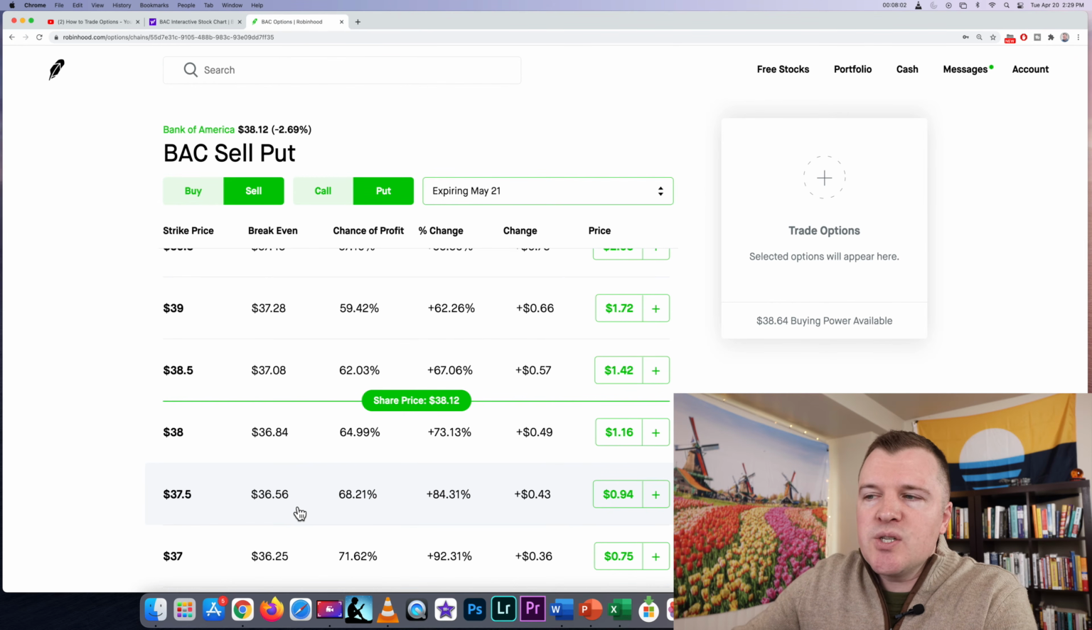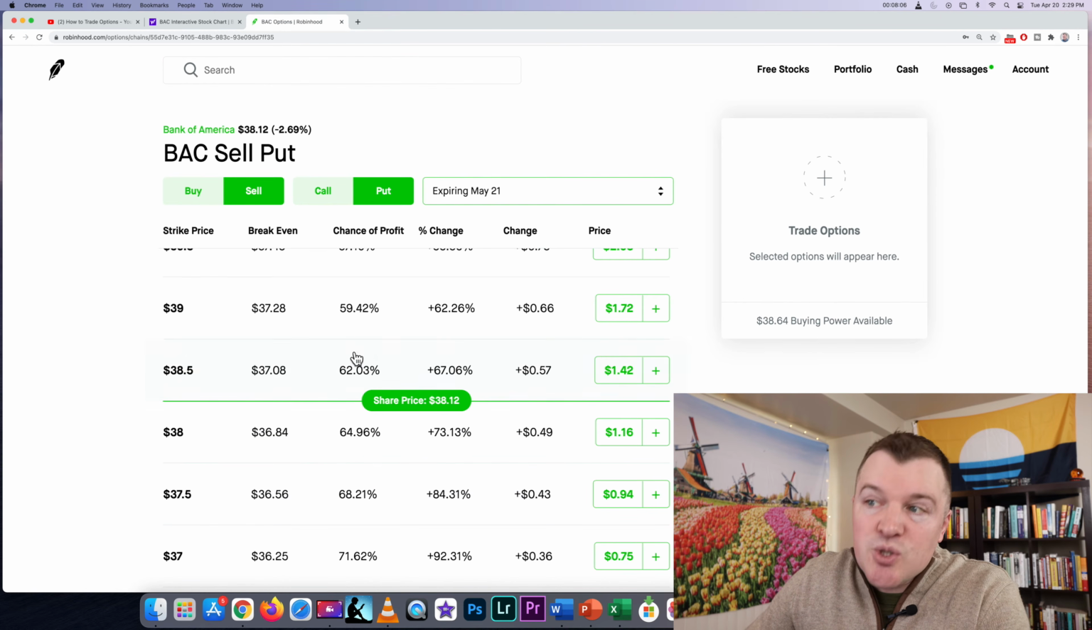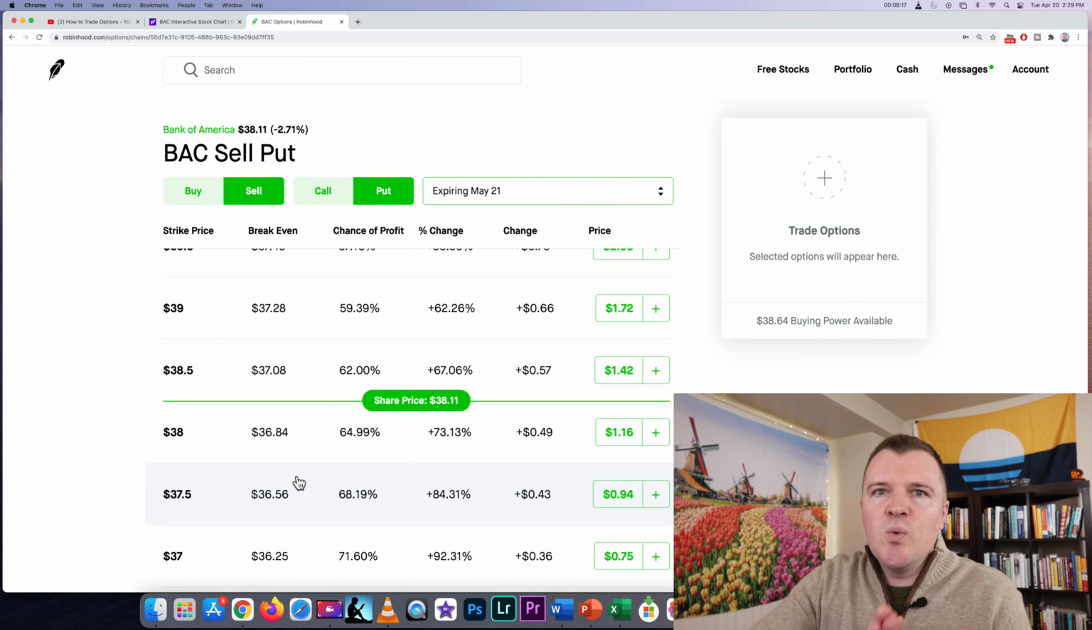Now, when selling a cash secured put, if it's above the current share price, the strike price is in the money, and if it's below, it's out of the money. So if we don't want to be assigned, you want to go farther away from the current share price going down. You want to be below the current share price.